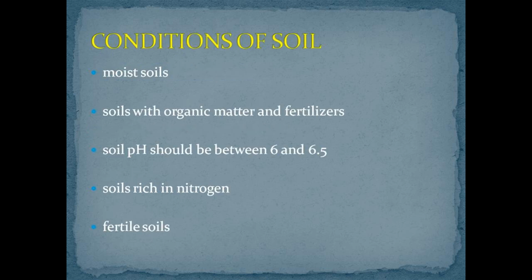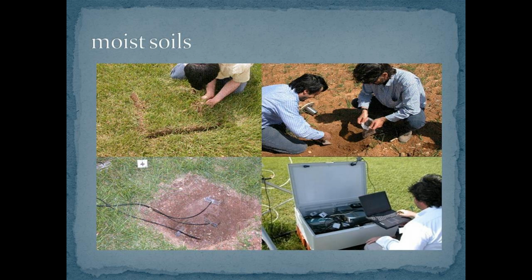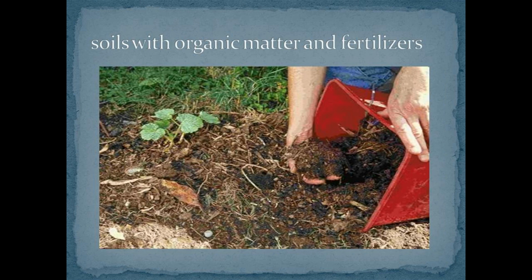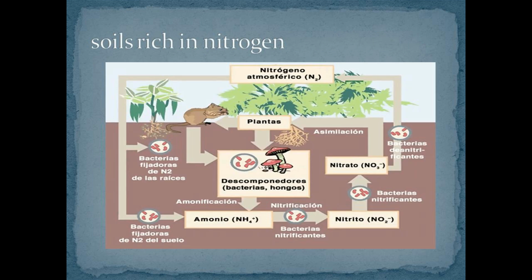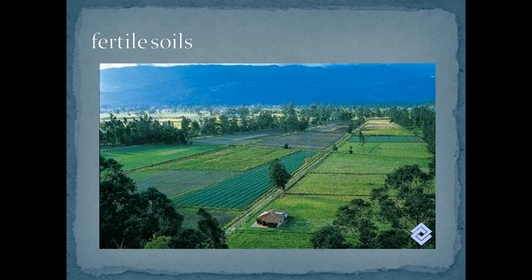Let's begin. Soil conditions for spinach growth are moist soils, soils with organic matter and fertilized, soil pH should be between 6 and 6.5, soil rich in nitrogen, fertile soils. Soil conditions are important to many farmers. If soil doesn't have these conditions, they must spend money to make it suitable for planting.